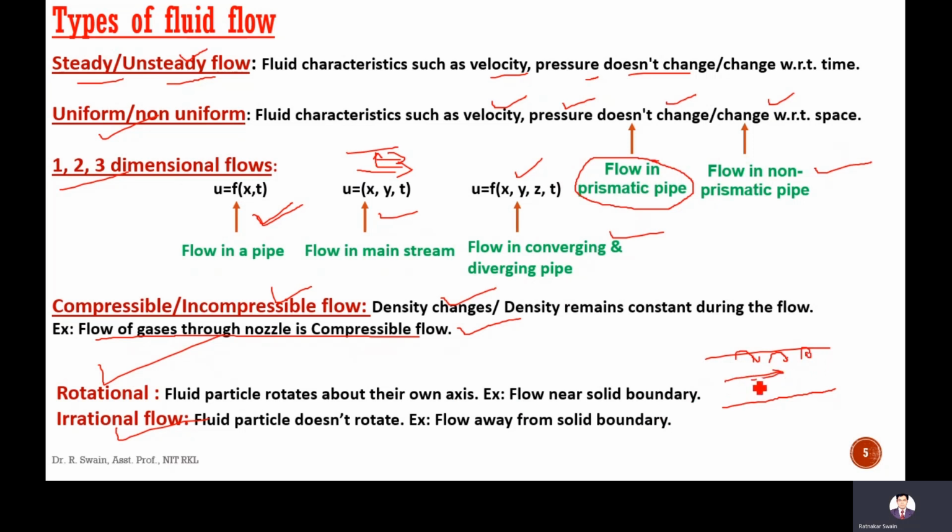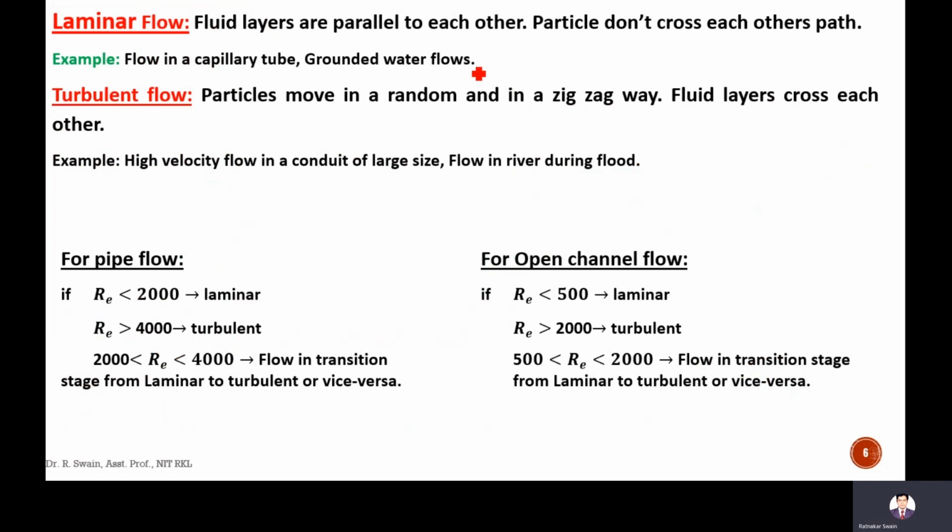Okay, but here there will be no rotation, straight at the center, just away from the boundary. Away from the boundary, there will be no rotation. That is irrotational flow. Next, laminar flow and turbulent flow.